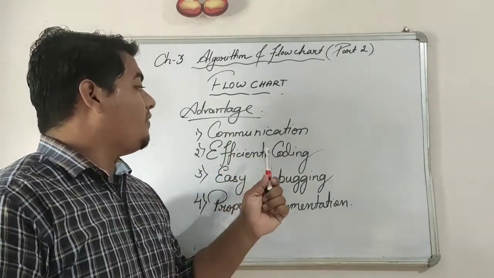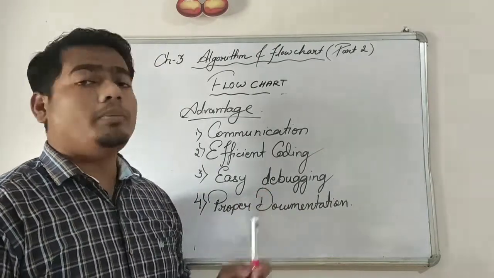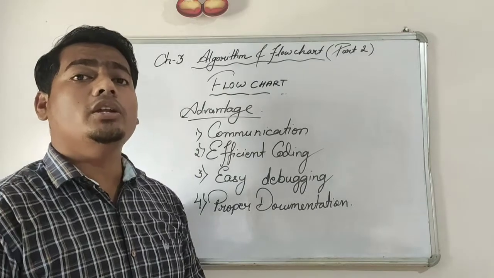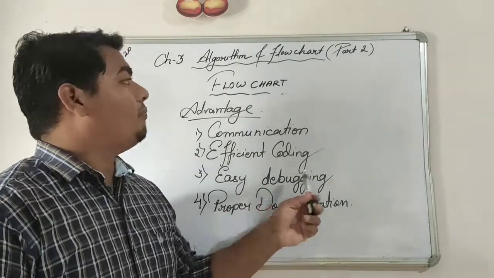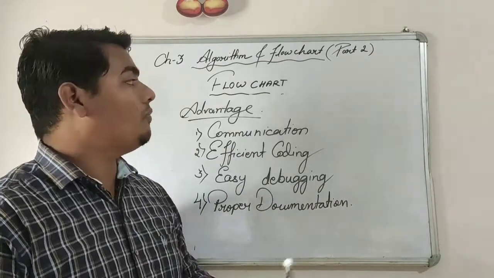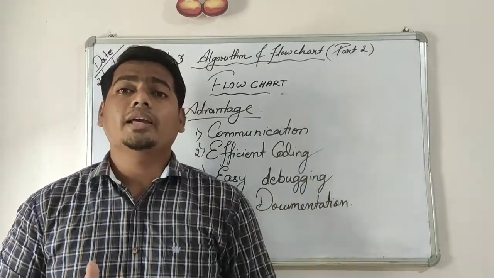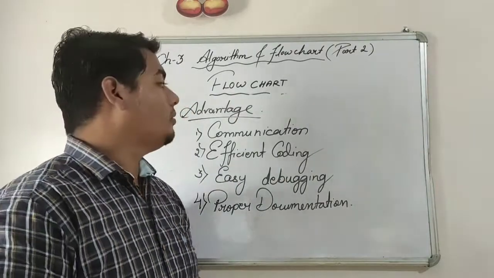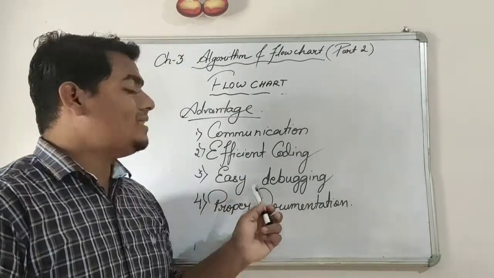Second, efficient coding. We have not covered programming till now. Java and C++ are two programming languages. For programming, we need to learn coding. For learning programming, you have to learn about the flowchart, because a flowchart indirectly explains how to write code for the computer. That is efficient coding. Third, easy debugging.